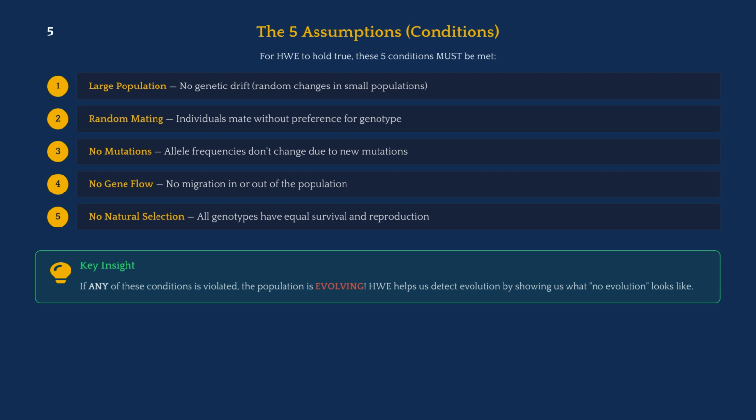Condition 2, random mating. Now imagine, every tall person marries only tall people, or every white flower pollinates only white flowers.